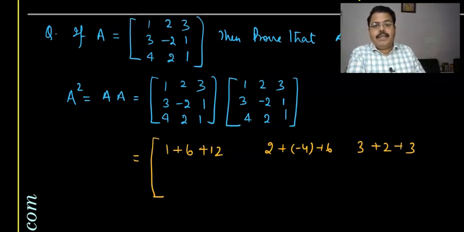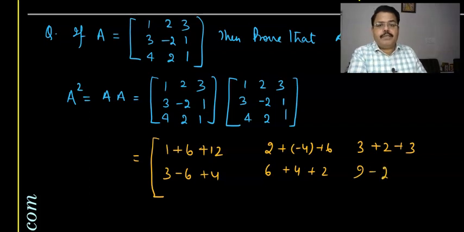Second row, first column: that is 3 into 1, 3, minus 2 multiplied by minus 3 is minus 6, and 1 multiplied by 4 is 4. Then 3 into 2 is 6, plus minus 2 minus 2 plus 4, and 1 multiplied by 2 is 2. Now second row, third column: 3 into 3 is 9, and minus 2 multiplied by 1 is minus 2, and 1 multiplied by 1 is 1.